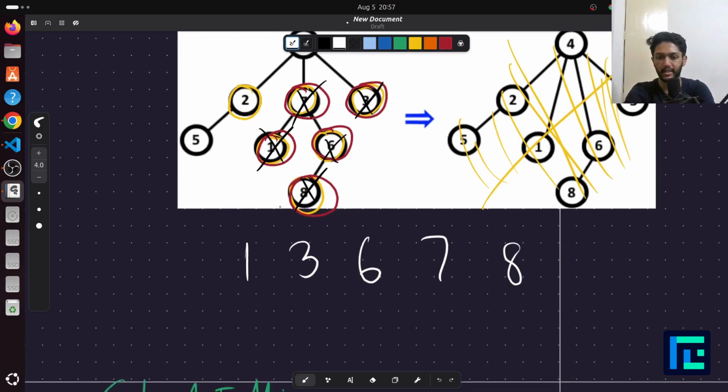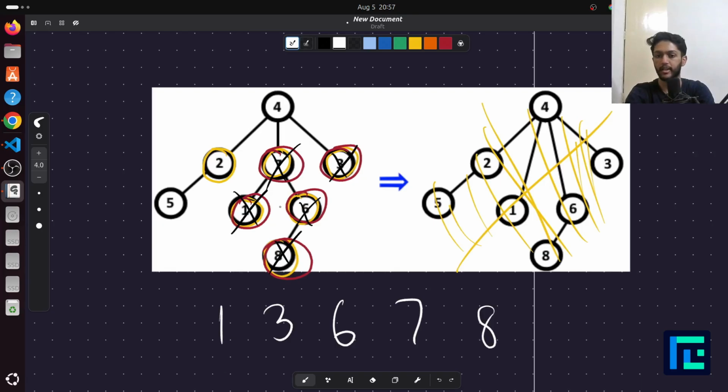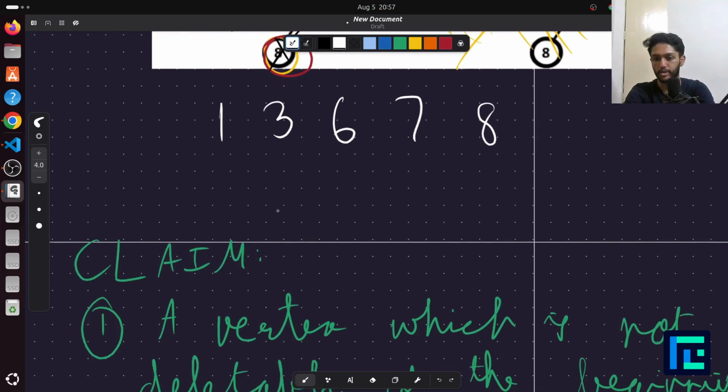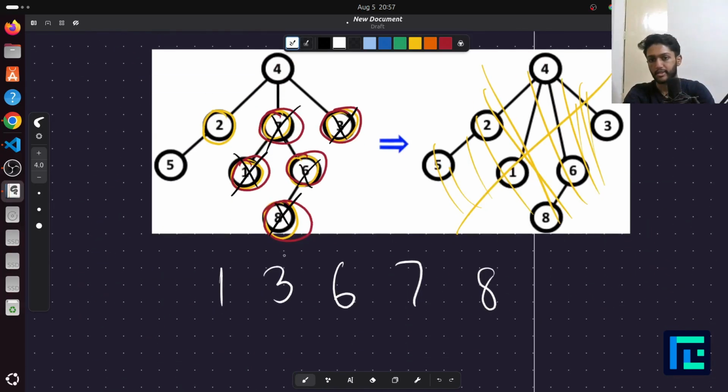But one thing is, how do we determine which vertices are deletable initially? For that, it is easy. You can simply iterate over all children. Let's say you have this tree only.